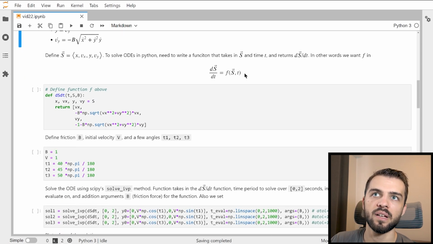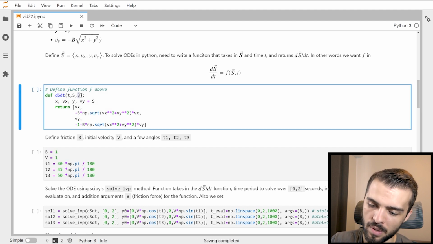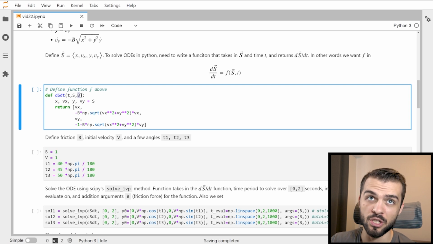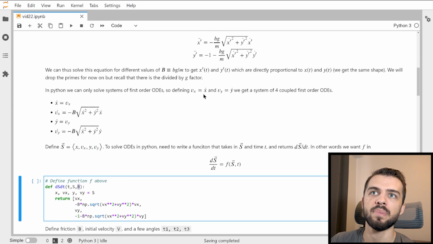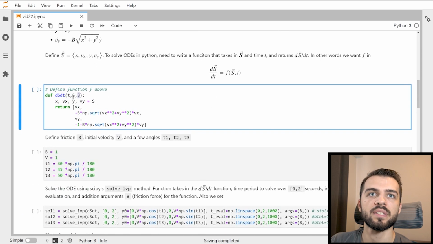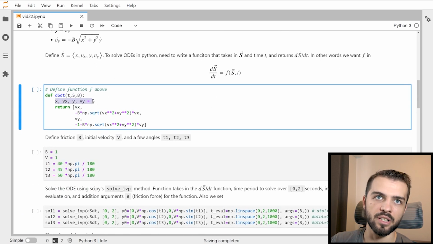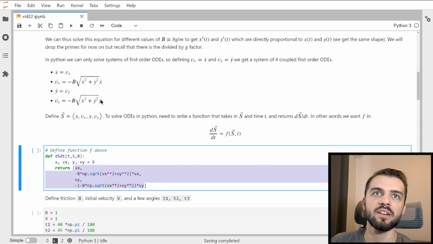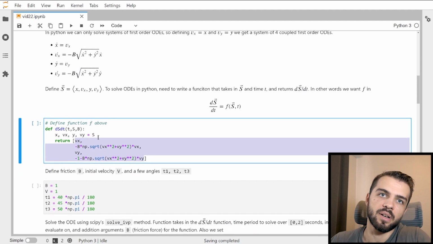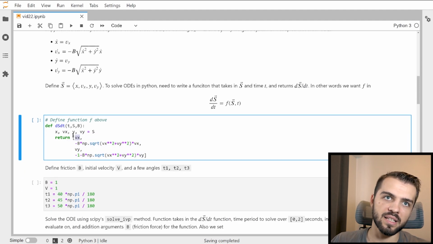I define a function f above. It takes in t and s. It also takes in b, so it's an additional argument. We can deal with that in the solver. That's the friction that I've defined here, b, which is little bg over m, like this. And so it takes in s, and because s is a vector, I extract all the components, and I return this, and all four of these things here are just the four right-hand sides of these equations. So dx dt is vx, dvx dt is this, dy dt is vy, and dvy dt is this.